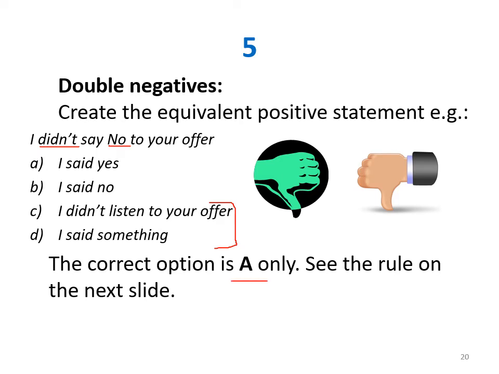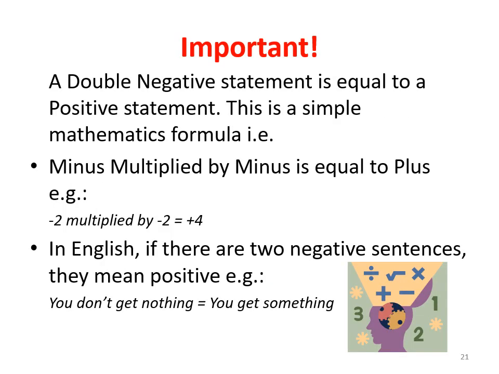See the rule on the next slide. I mean, this is mathematics now. A double negative statement is equal to a positive statement. This is a simple mathematics formula. A minus multiplied by minus is equal to plus. I mean, this is so very easy. You all know better than I do. Minus 2 multiplied by minus 2 becomes plus 4.